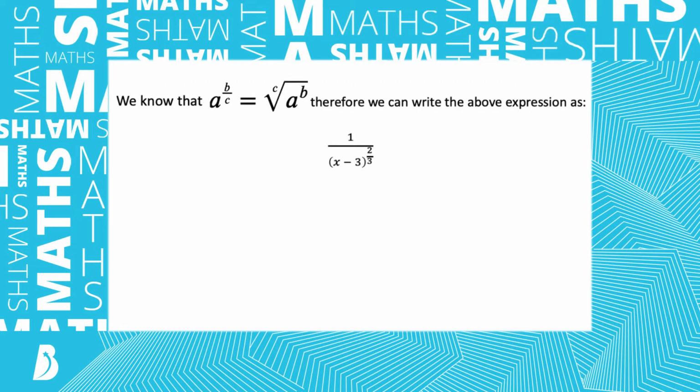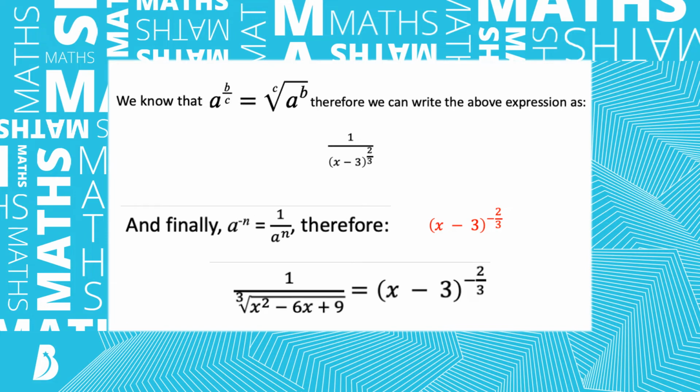We know that a to the power of b over c equals the cth root of a to the power of b. So we can write that expression as 1 over x minus 3 to the power of 2/3. Finally, we know that a to the power of -n is equal to 1 over a to the power n. So reversing that means that we have x minus 3 to the power of minus 2/3. So altogether, we have 1 over the cube root of x squared minus 6x plus 9 equals x minus 3 to the power of -2 over 3.